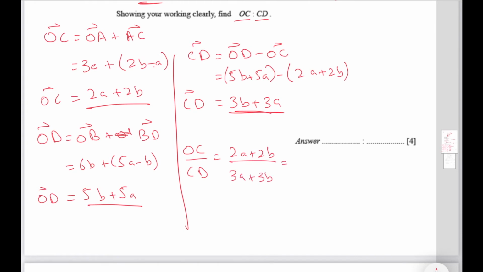If you factorize, the 2 comes out of this and you're left with A plus B at the top, and at the bottom 3 comes out of it and you're left with A plus B at the bottom. You can cancel out A plus B and A plus B over here and the ratio is 2:3. So you write it over here, 2:3.